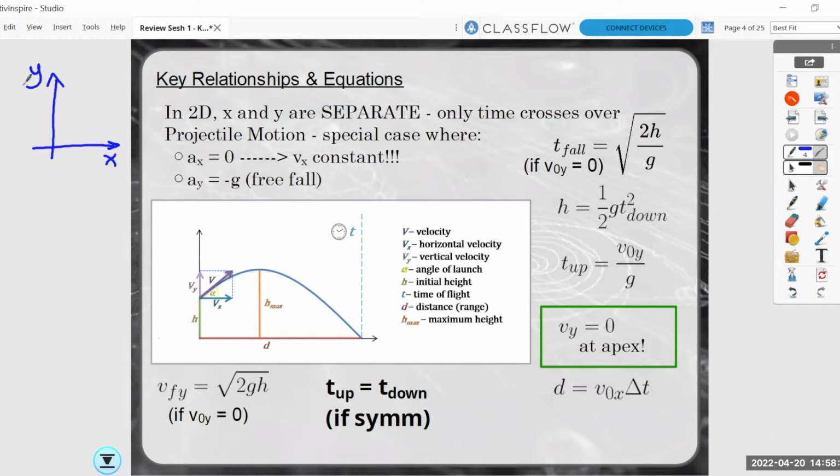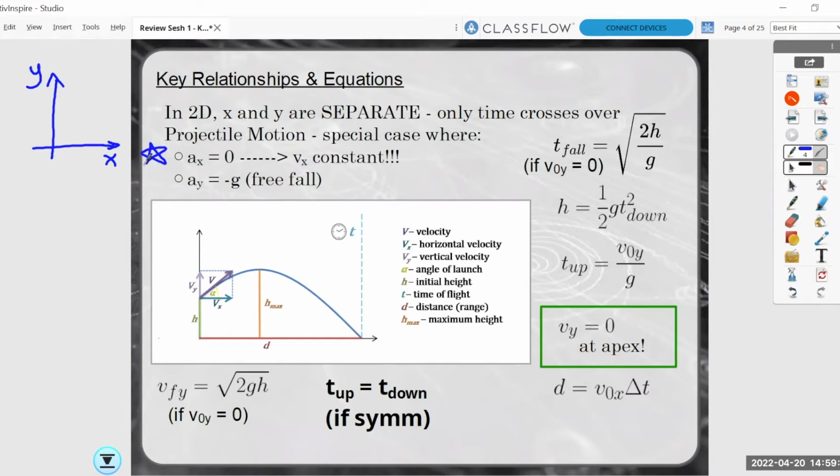And the reason for this is the motions are very different. In the x direction, we have no acceleration. Gravity doesn't act in the x direction, and as a result, in the horizontal direction, our acceleration is 0, and that means that our x velocity is constant. We're not speeding up, we're not slowing down. Our x velocity is totally constant, and that makes the motion in the x direction really easy to analyze.